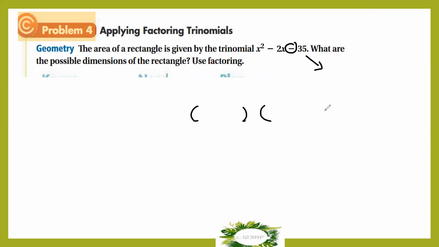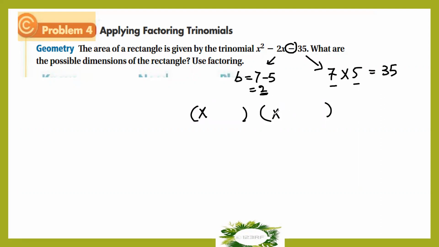Maybe 7 times 5, one positive and one negative, giving me 35. Yes, that's true. If I subtract them, since B is the subtraction, 7 minus 5, which will be 2. So yes, I can use these factors.